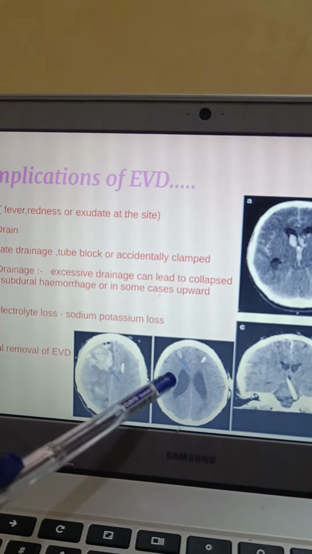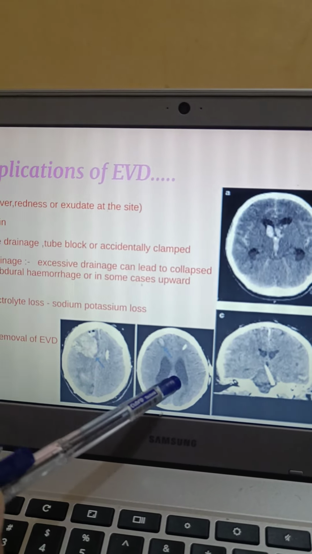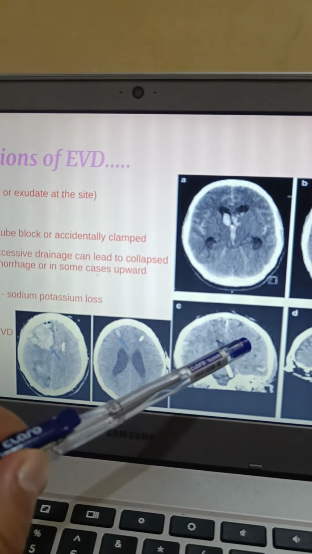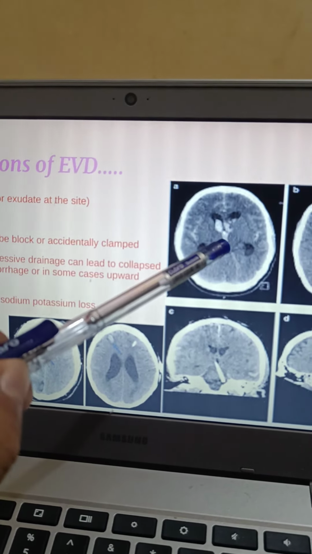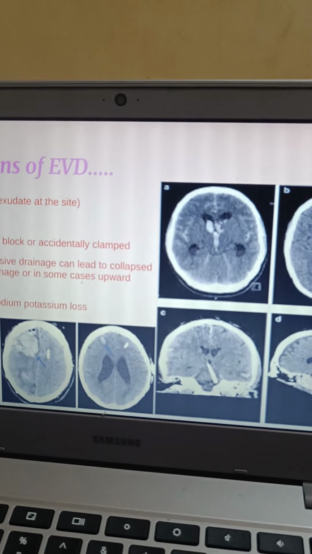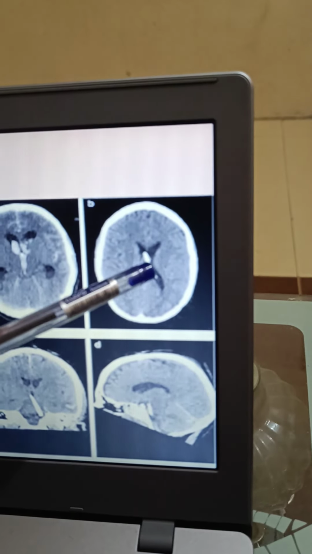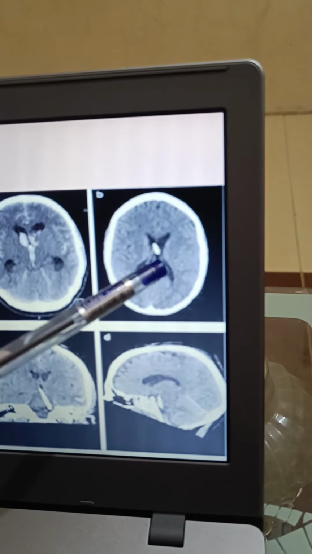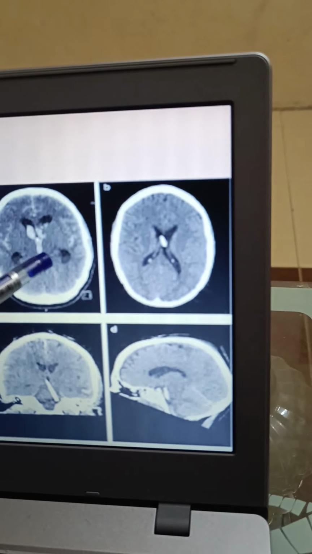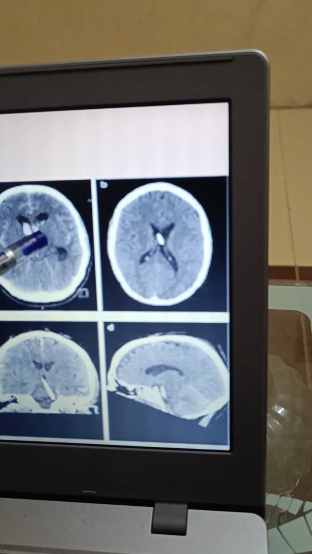You can see the tube is here, and here it is out. In this image the tube should be here, but it has come out. You can see the abnormality, and there is a small intraventricular hemorrhage. These are all complications of the EVD. Here you can see a properly positioned EVD and how it is draining. Because of the EVD, excess drainage causes problems.